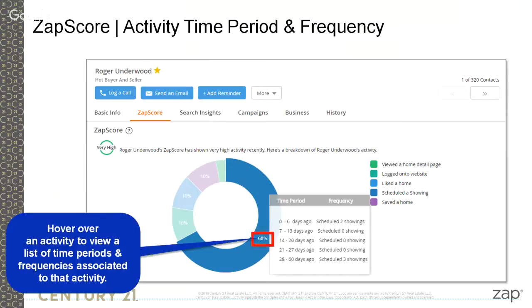When you hover over an activity, a list of time periods and associated frequencies for that activity display. Each activity has its own list of time periods and frequencies. If you examine the various data for the contact, you can infer what activities the contact is performing on the site and which activities engage the contact the most.